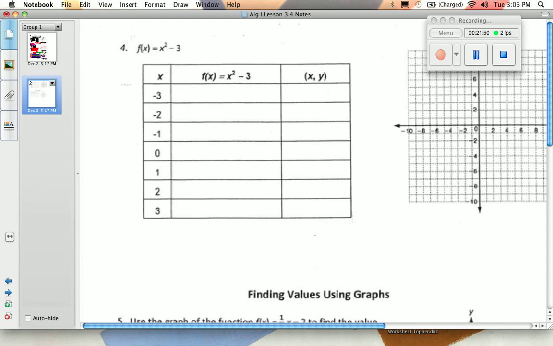Don't have one. So it's all real numbers then. So domain, all real numbers. Well, if the domain is all real numbers, what kind of a graph should we have? Continuous, which means connect the dots.